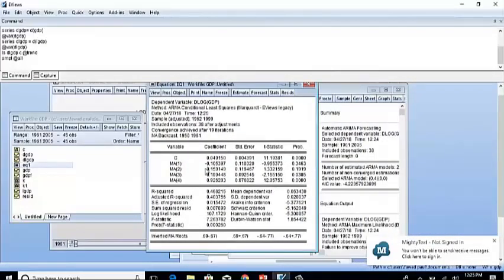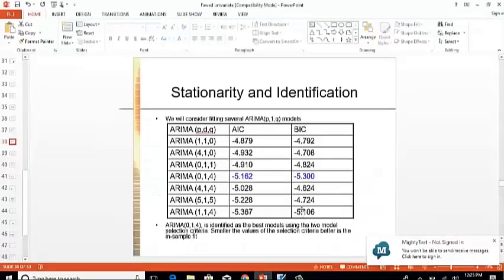Look, this is the EViews 9 advantage, which calculates automatically. This is the best equation.